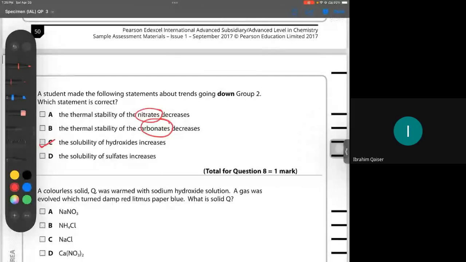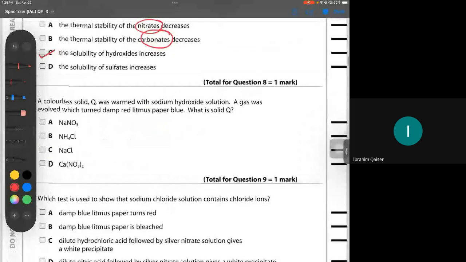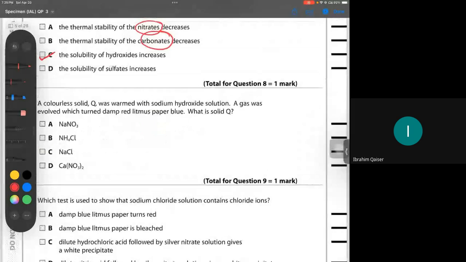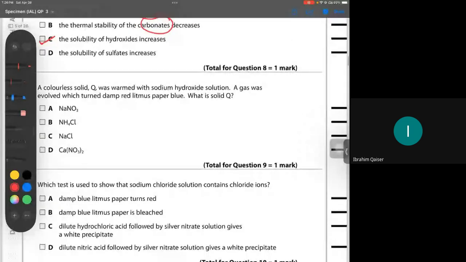A colorless solid Q was warmed with sodium hydroxide solution. A gas was evolved which turned damp red litmus paper blue. The gas turning red litmus blue means it is a basic gas. You know, it's ammonia gas. Ammonia can be released from ammonium.